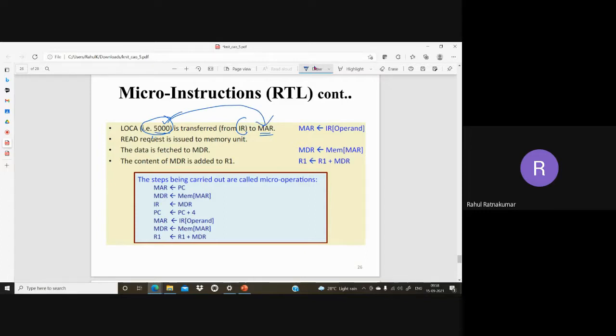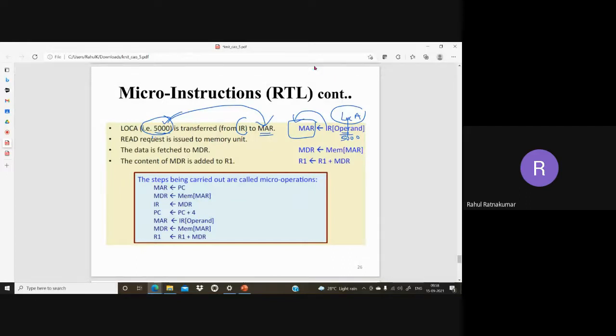MAR is pointing to that location. The data from the IR operand, here the operand, location A, is nothing but 5000. So only that part of the IR, the operand that is the address, is going to the MAR. That is all we want to fetch. We don't need to fetch the whole instruction, but we need to fetch that part of the instruction which is going to accept data from the memory. That is 5000's instruction.